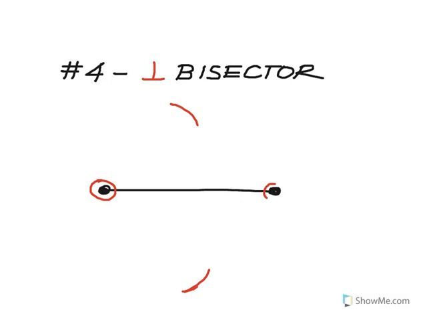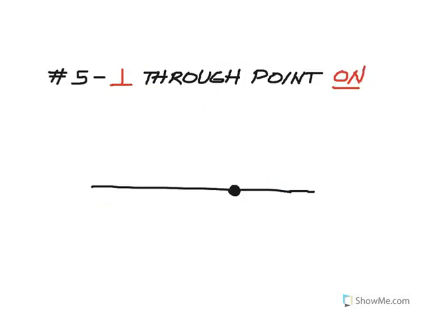Then I pick up the tip of the compass and put it on the other endpoint. Keeping the radius the same, I hit above and below. Those 2 points of intersection are on the perpendicular bisector since they're equidistant from both endpoints. Although I made it look a little bit tilted, this line is perpendicular to the given segment and divides it into 2 congruent segments.